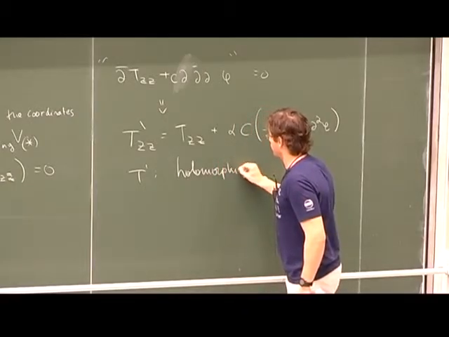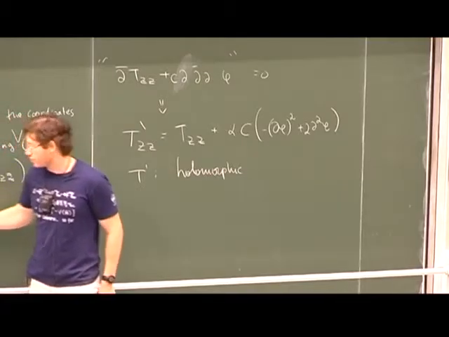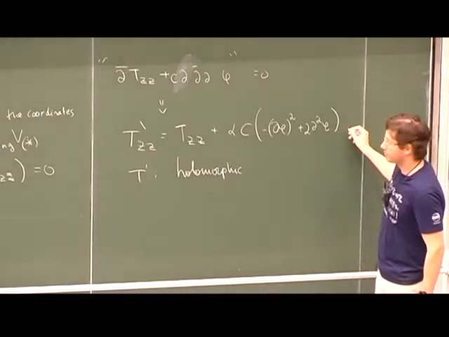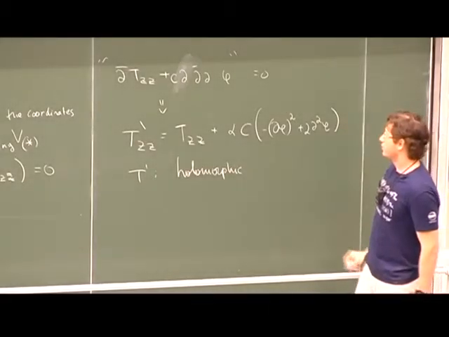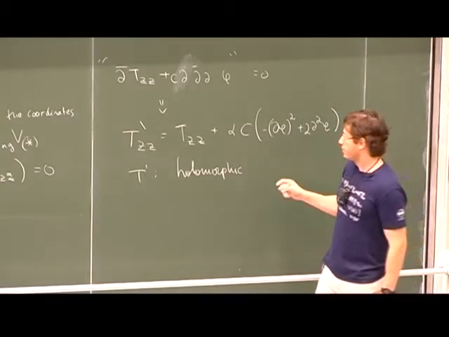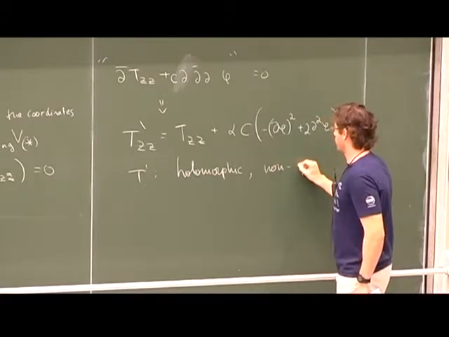So you see that even though in curved space it would seem that you need to give up on the holomorphic property of the energy momentum tensor, you can save it by modifying the energy momentum tensor by some piece. Okay, so the claim to fame is that T prime is holomorphic. But this comes with a price. T prime is holomorphic, but it's non-covariant.